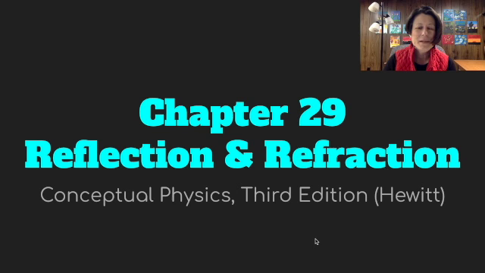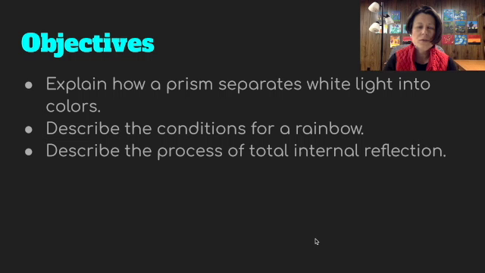Everybody, it's Mrs. Pound, and I am here with the very last video in our chapter on reflection and refraction. So our objectives today are going to be to explain how a prism separates white light into colors, describe the conditions for a rainbow, and describe the process of total internal reflection.